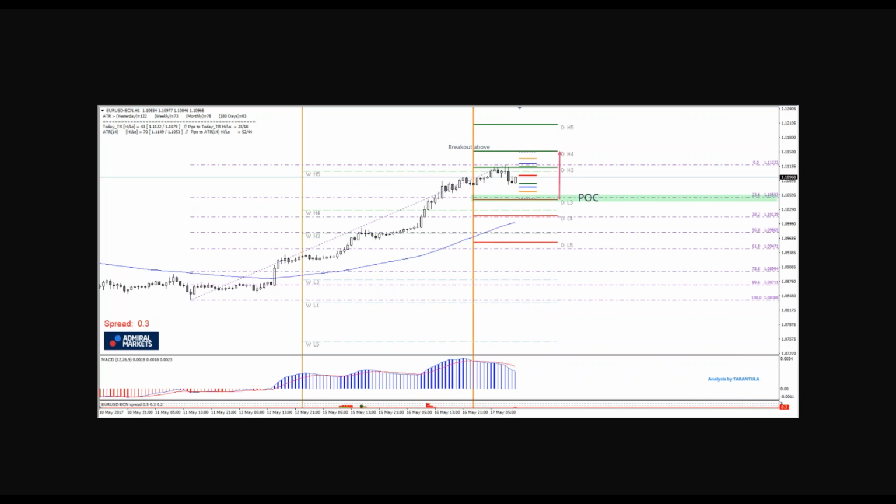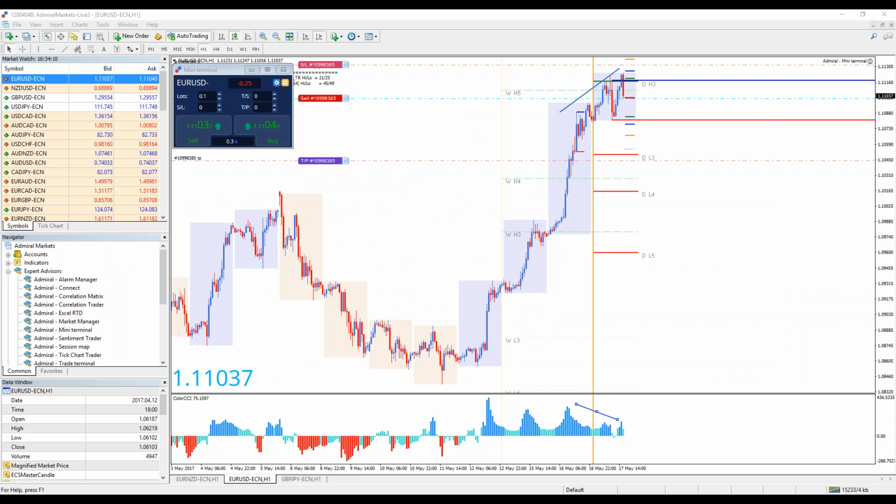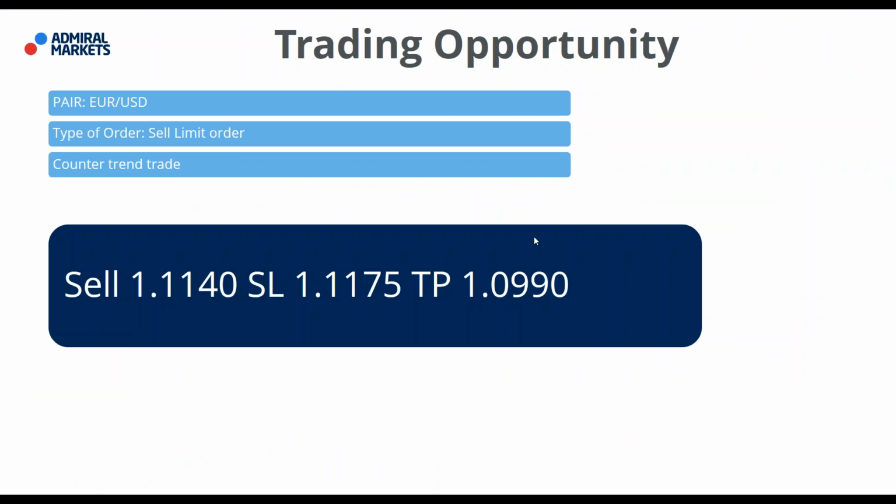Here there are some questions. Please show slides, then try to show gold. Sure. This is the euro-dollar opportunity. If my trade goes in a loss, I will sell at 1.1140 once more. If I don't see 1.1050, I will sell here.